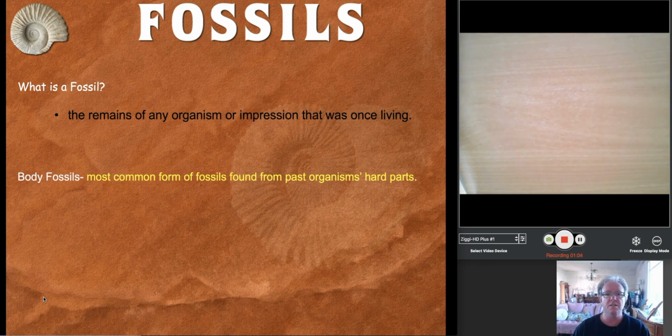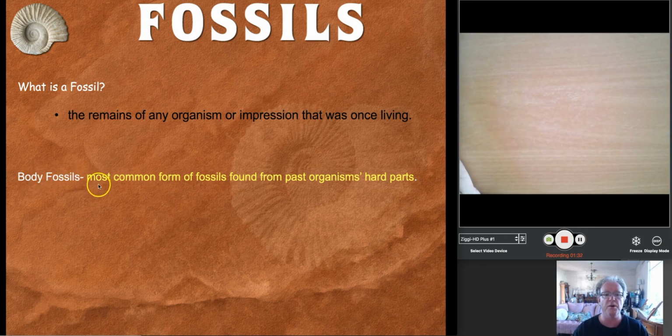The first thing is that most people think of fossils being bones, but it's a lot more than that. And we can come out with a definition of what a fossil is. It's the remains of any organism or impression that was once living. So that's a very broad definition, and it covers a lot of different areas. We're going to have a look at some examples of fossils, and then relate that to how they form. So the body fossils is probably the one which most people are aware of.